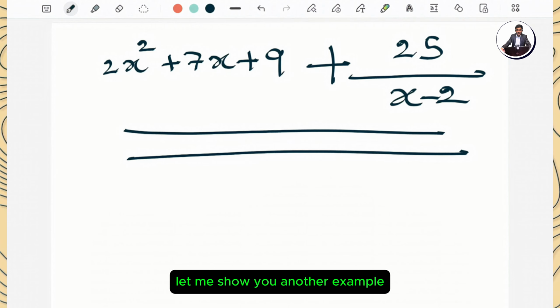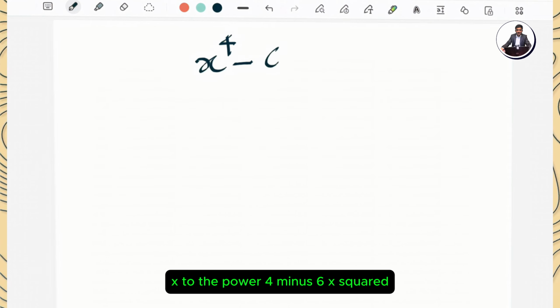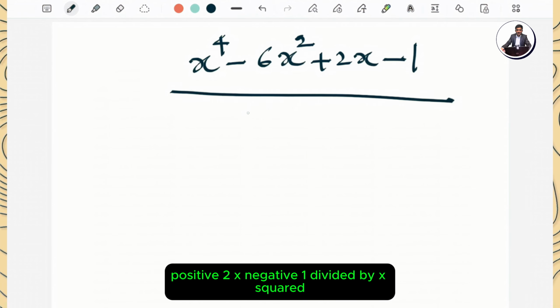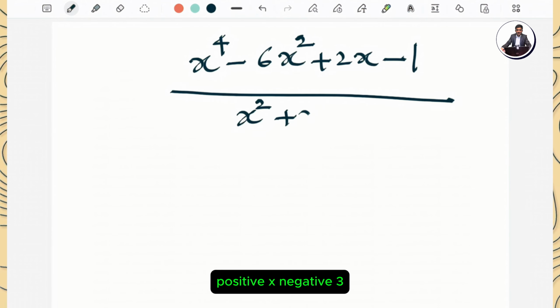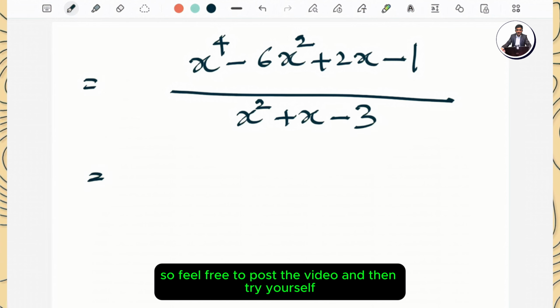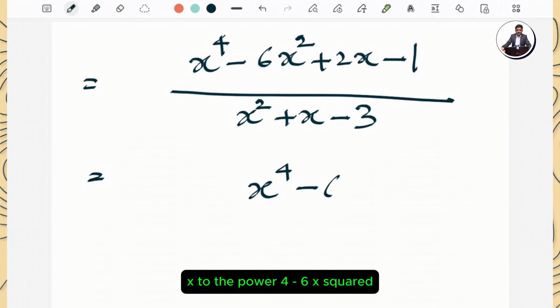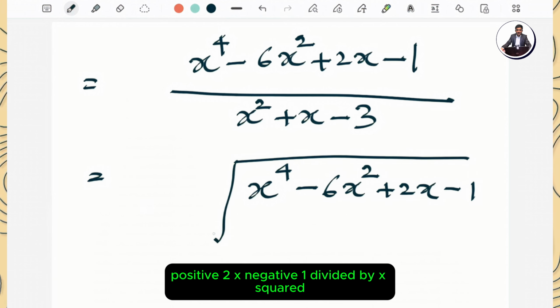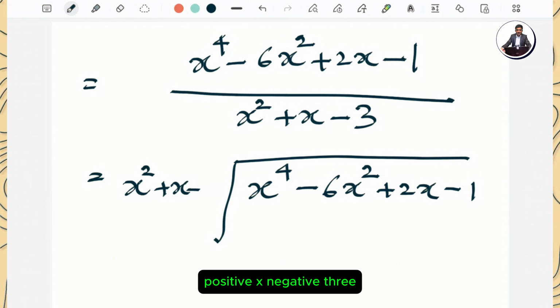Let me show you another example. x to the power 4 minus 6x squared plus 2x minus 1, divided by x squared plus x minus 3. So feel free to pause the video and try it yourself. x to the power 4 minus 6x squared plus 2x minus 1, divided by x squared plus x minus 3.